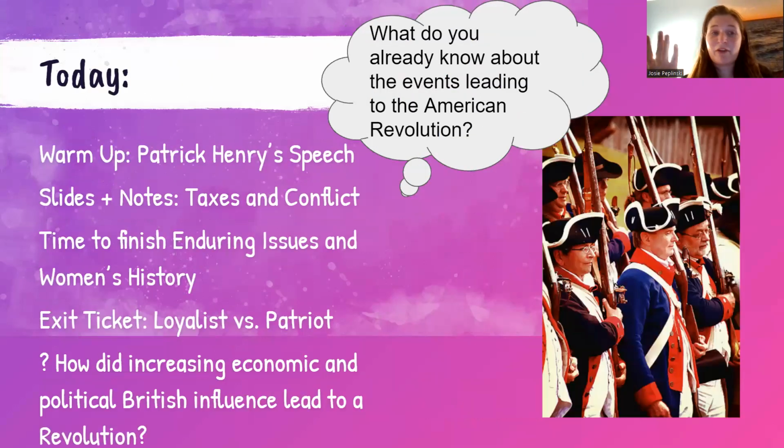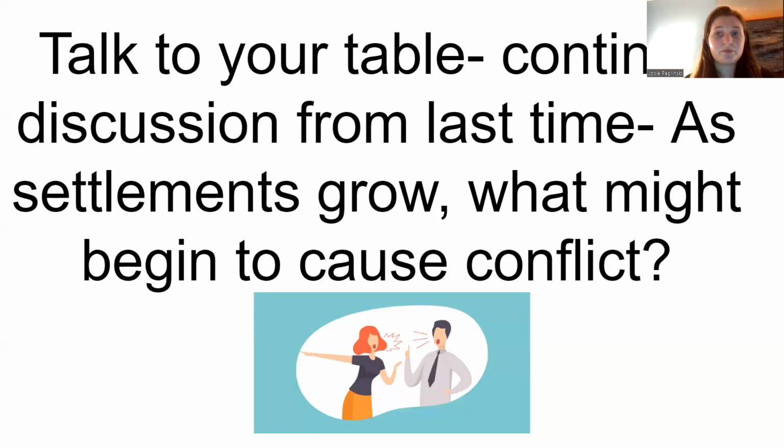So today, once we've analyzed that speech, we're going to go into these slides and notes on taxes and conflict, and your exit ticket is going to be about the loyalist versus the patriot perspective. The question to have in mind today is, how did increasing economic and political British influence lead to a revolution?